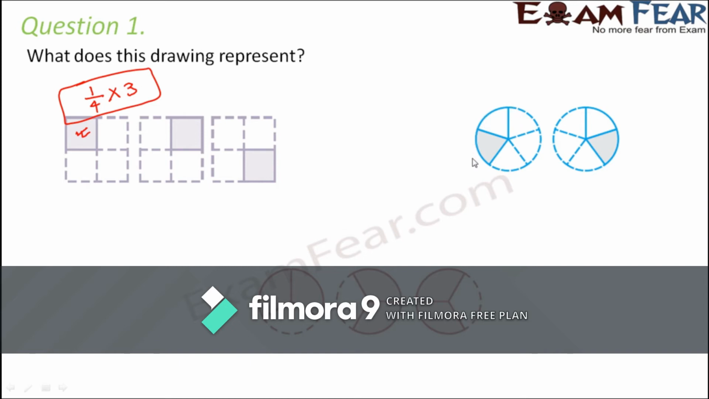Similarly, let's look at this. First, let us focus on the first circle. So you have 1, 2, 3, 4, 5 equal parts, out of which one part is shaded. That is 1 by 5. But you have 2 such circles. So this multiplied by 2. So 1 by 5 into 2 is what is represented by this drawing. Let's look at the third one. So here again you have a circle where 2 parts out of 3 parts are shaded. So it is 2 by 3 and you have 3 such circles. So this is 2 by 3 multiplied by 3.